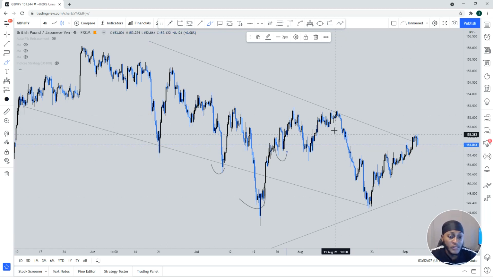Look what happened here. Price came back down, gave us that same formation pattern, created that head and shoulder pattern and went towards the upside here. So if you look, you can see where price actually went up on GBPJPY.